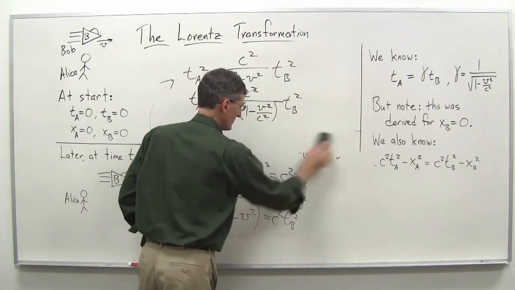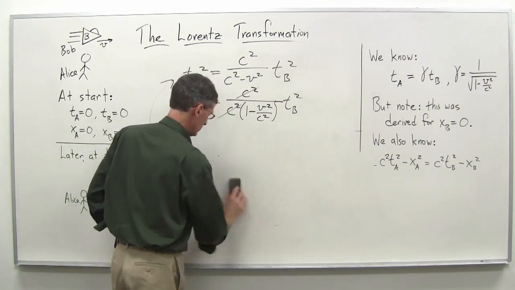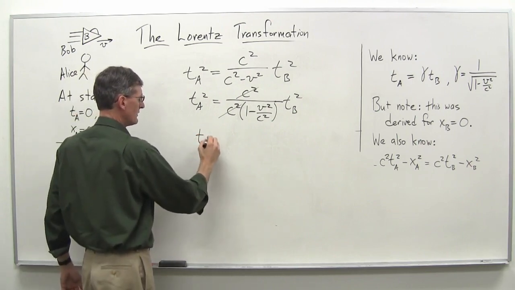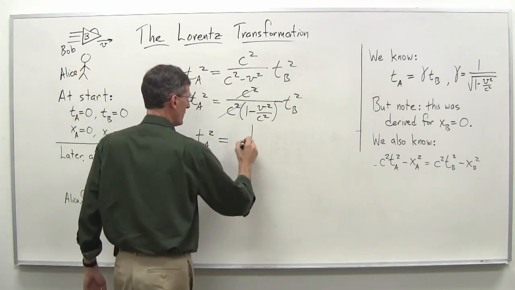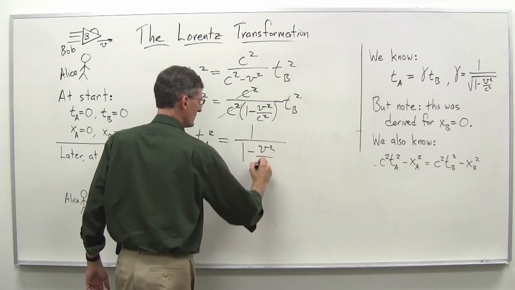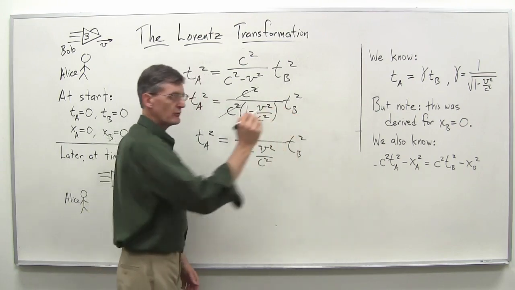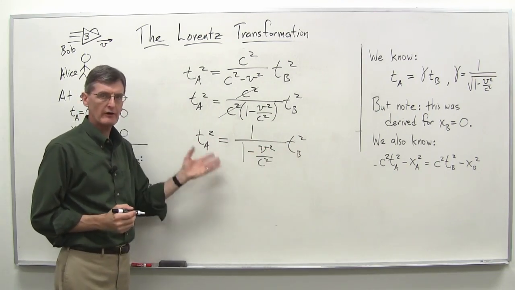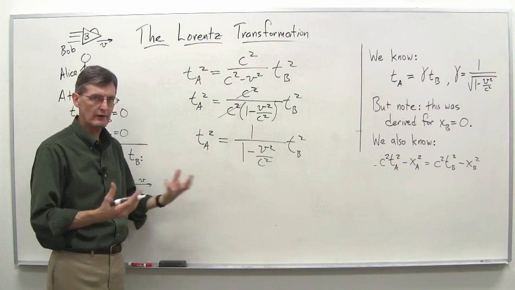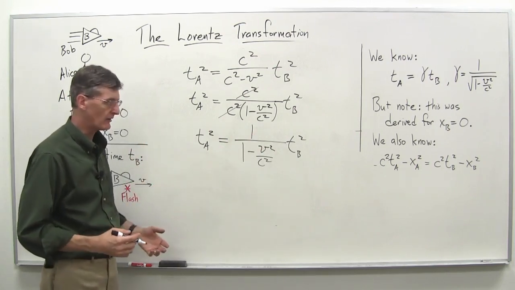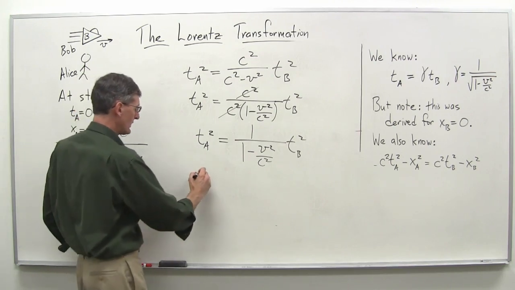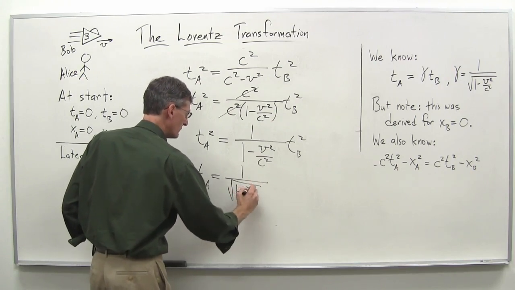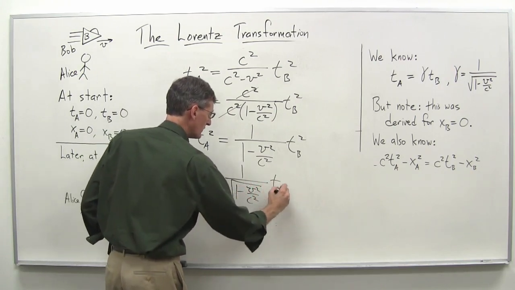Where does that leave us? It leaves us with an equation like this: ta squared equals 1 over 1 minus v squared over c squared, times tb squared. Now we take the square root of each side. All our times are assumed to be positive, so we don't have to worry about plus or minus signs when taking square roots, as some of you may remember. So we get ta equals 1 over the square root of 1 minus v squared over c squared, times tb.